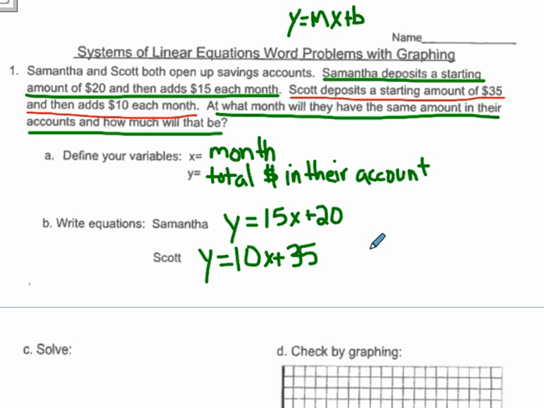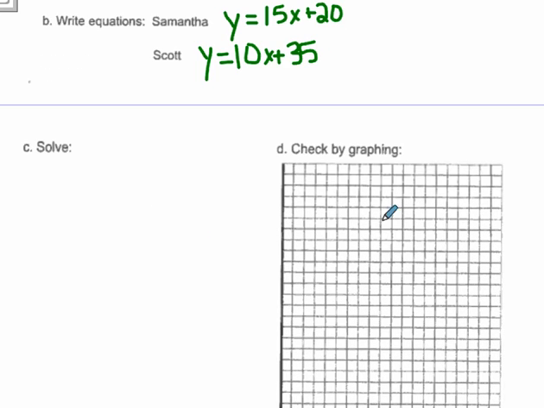Now that we have our equations, all that's left is to solve to figure out at what month, which is the x, they'll have the same amount in their accounts, and how much will that be? That's my y. So I'm searching for the one point on this graph where these two lines cross, and I'm going to find that by solving these simultaneously.